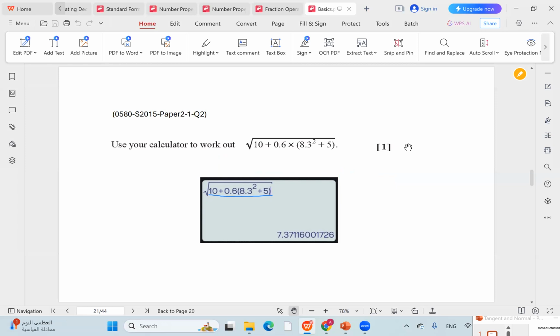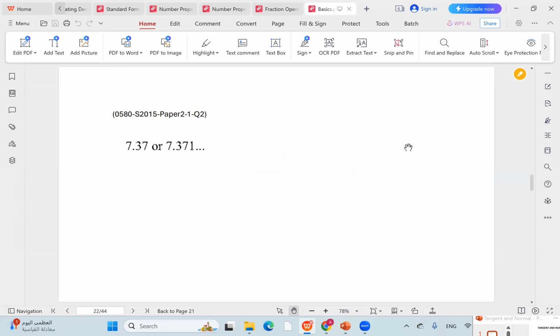And where you need to have brackets, you can have brackets. The multiplication sign is not very important. You can just write 0.6 and then open brackets. The calculator understands that as a multiplication automatically. And the answer is 7.37. This is the correct answer.